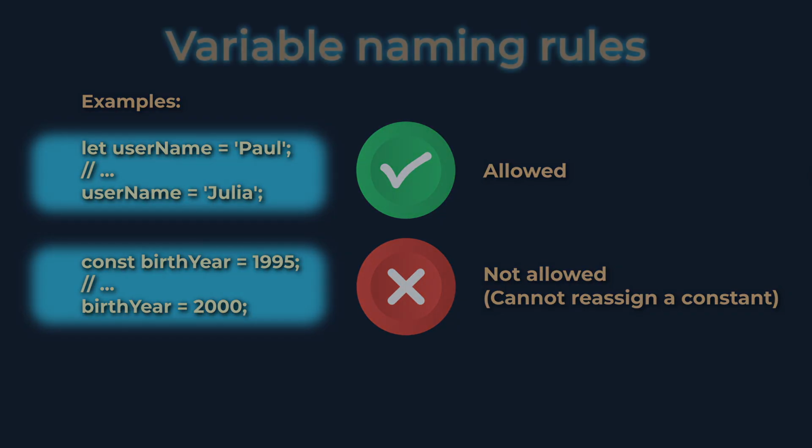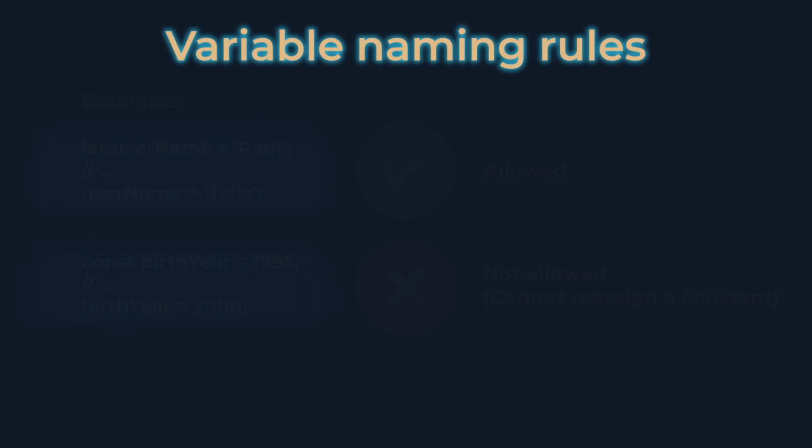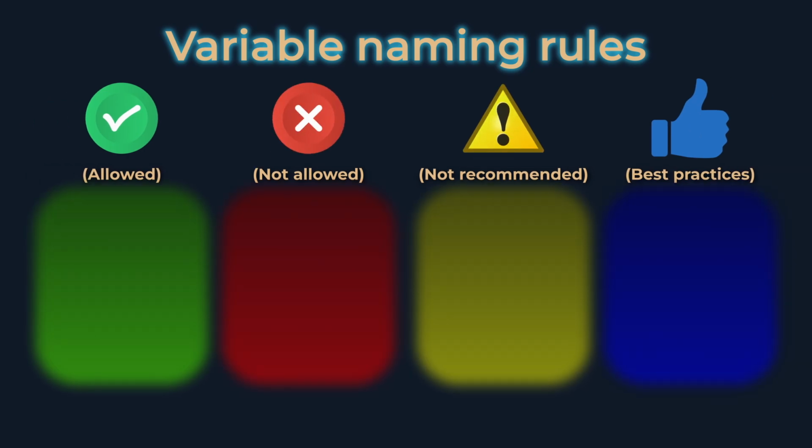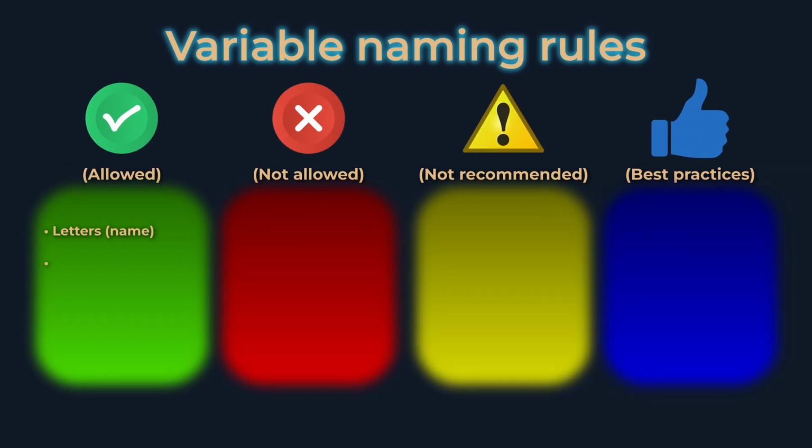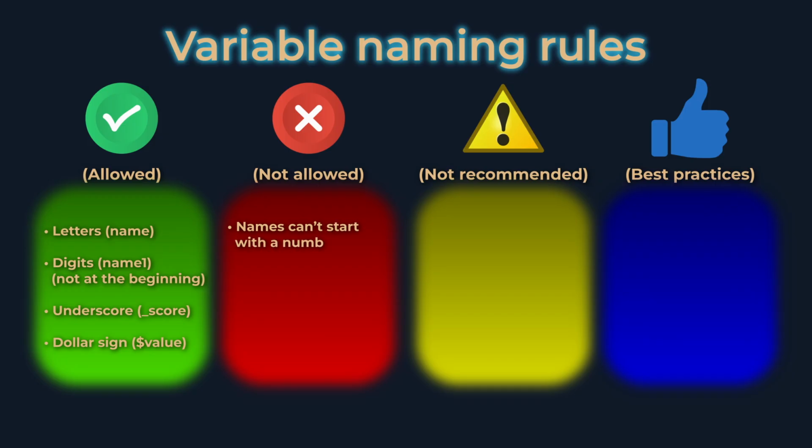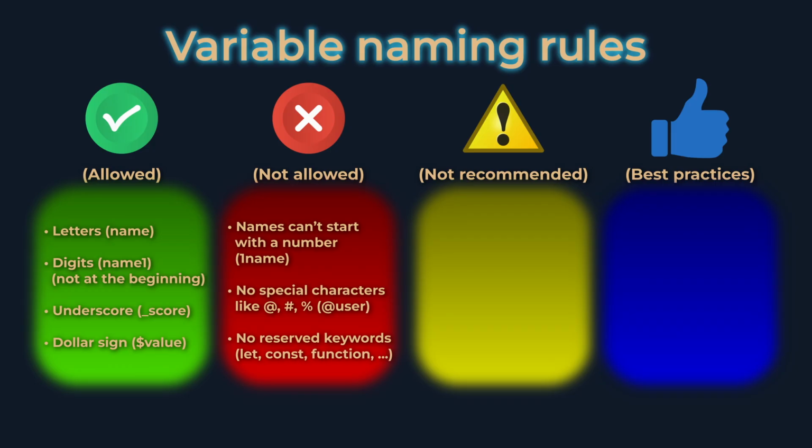Let's talk about naming your variables. This is more important than it seems. We are allowed to use letters, digits, underscore, and $ sign. On the other hand, names can't start with a number. Also, no special characters like @, hashtag, and % sign are allowed. Additionally, we are not allowed to use reserved keywords in JavaScript, like let, const, function, and others.